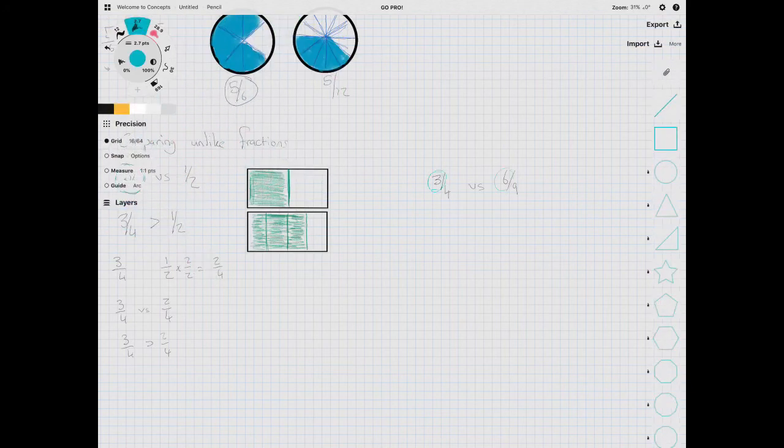This is 3 and this is 6. Could I do anything? Could I find an equivalent fraction of 3/4 that's going to give me the same numerator? Well, let's have a look and see if we can do it.